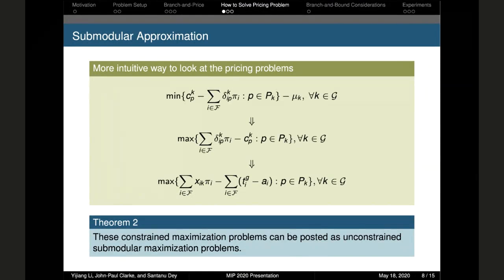So we have shown that these constrained maximization problems can be posed as unconstrained submodular maximization problems by incorporating some of the constraints into an algorithm to compute the cost. So the idea here is we can pre-process the incompatible flights and incorporate all the constraints into an algorithm to compute its cost, then we don't have any constraints left. In this way, we can utilize some of the existing submodular maximization algorithms to very efficiently obtain assignment patterns with negative reduced costs.